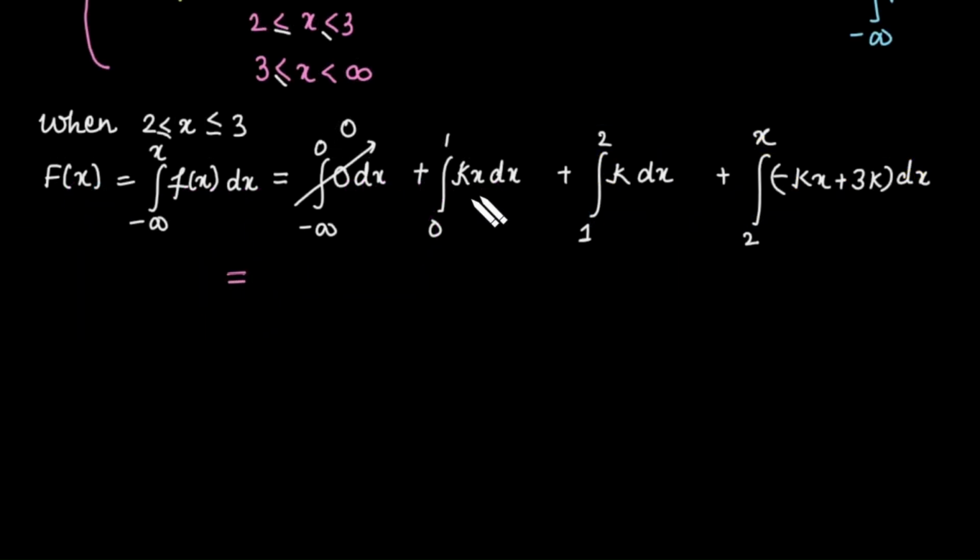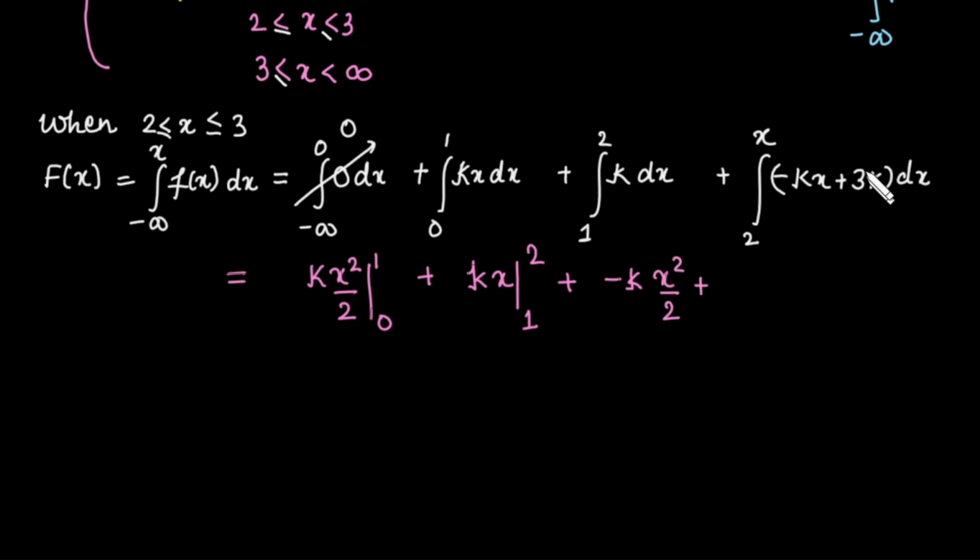This is equal to, integration of this one is k into x square by 2, limit from 0 to 1. Here integration of k is a constant, and integration of a constant is constant into x, limit from 1 to 2, plus integration of this, that is minus k as it is, x integration is x square by 2 plus 3k, that is a constant, and constant integration is constant into x, and in this case the limit of x are 2 to x.